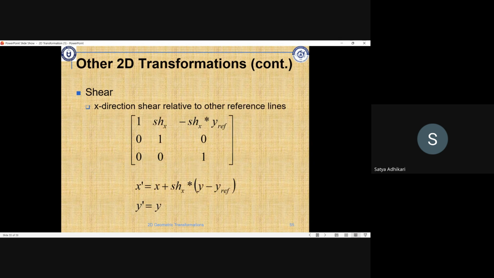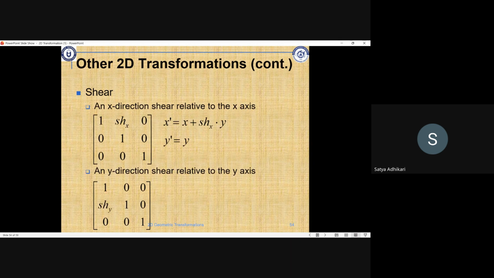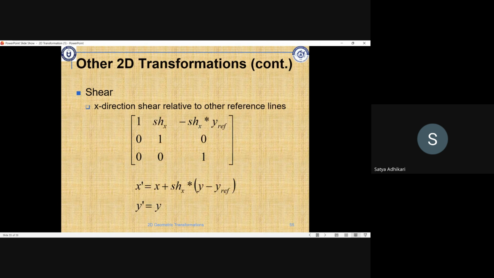Similarly, the y direction is x dash equal to x, y dash equal to y plus Shy into x. So x dash is shearing relative to other reference lines. That is shearing not with respect to the origin, sorry, the x axis and y axis. So we are using Shx into y reference.